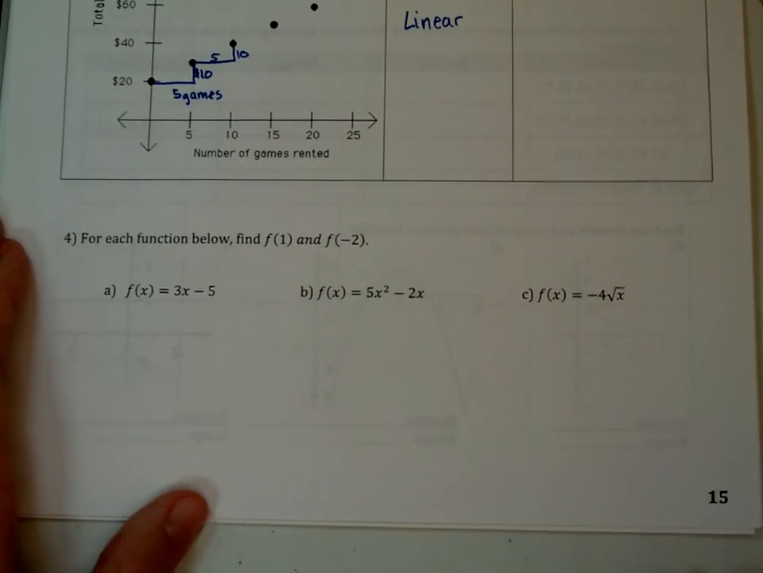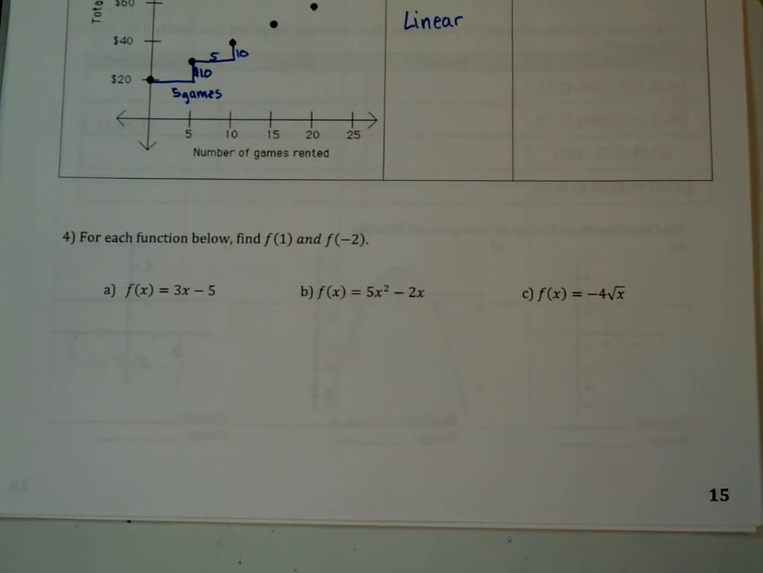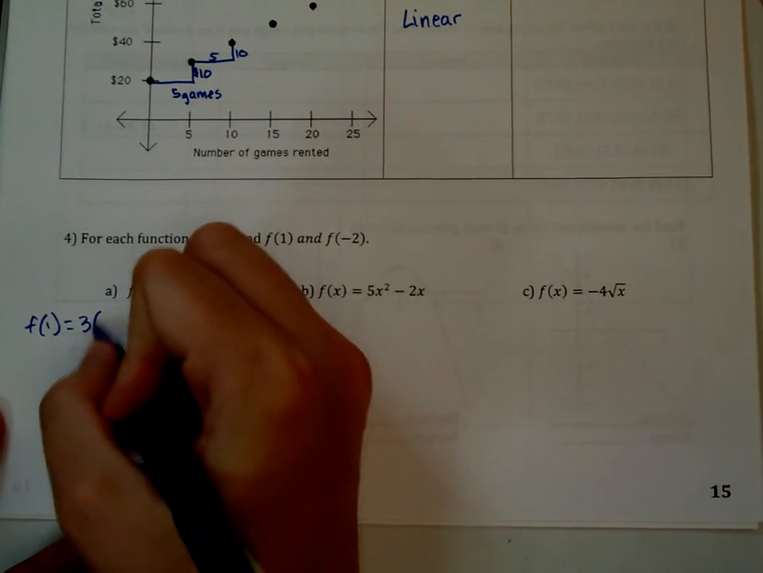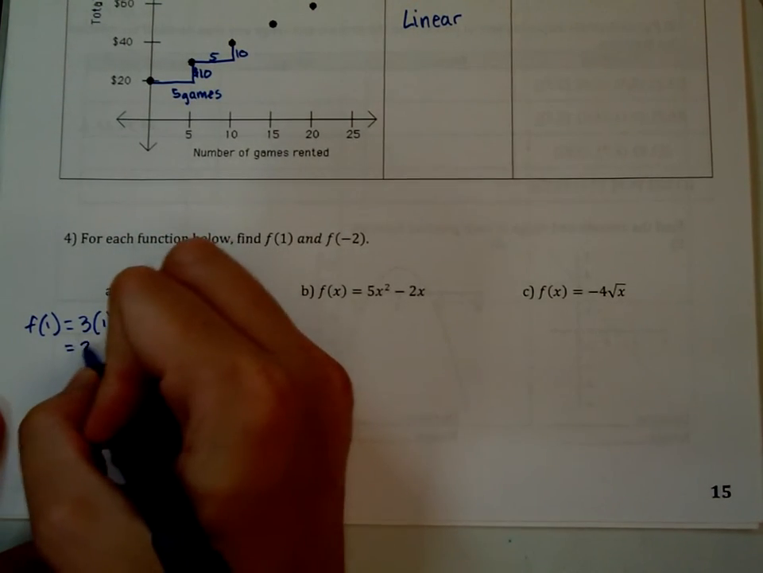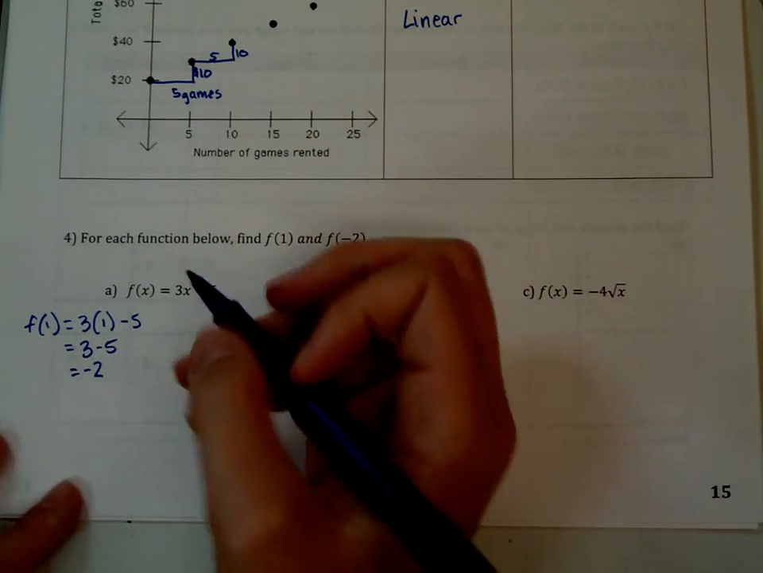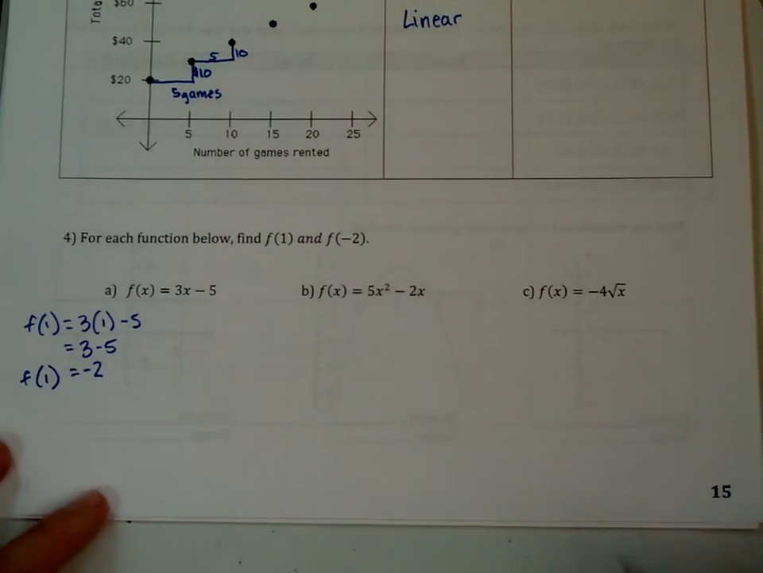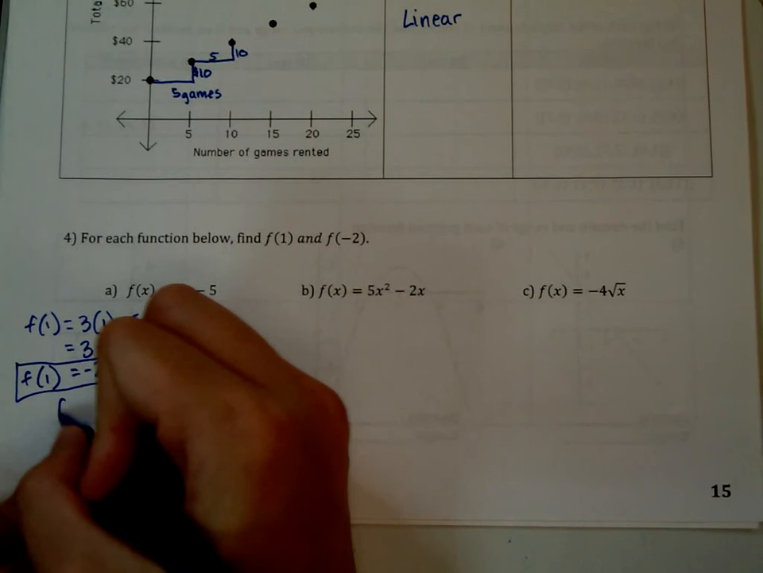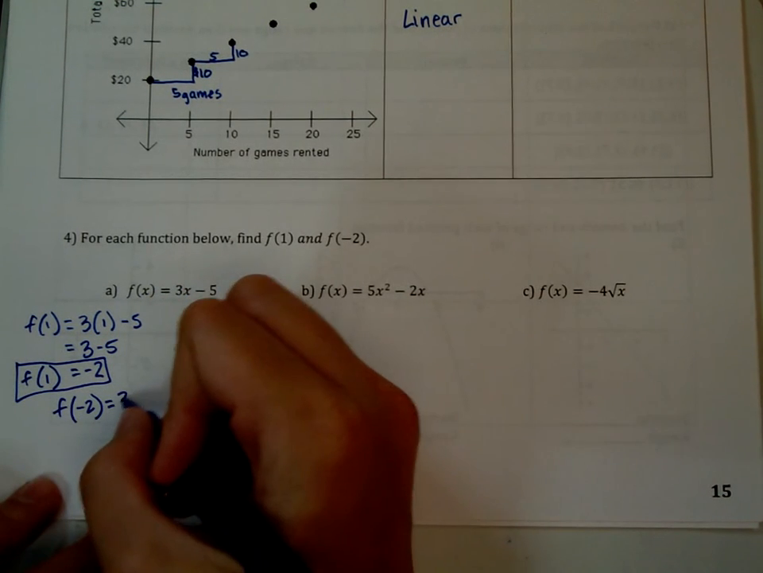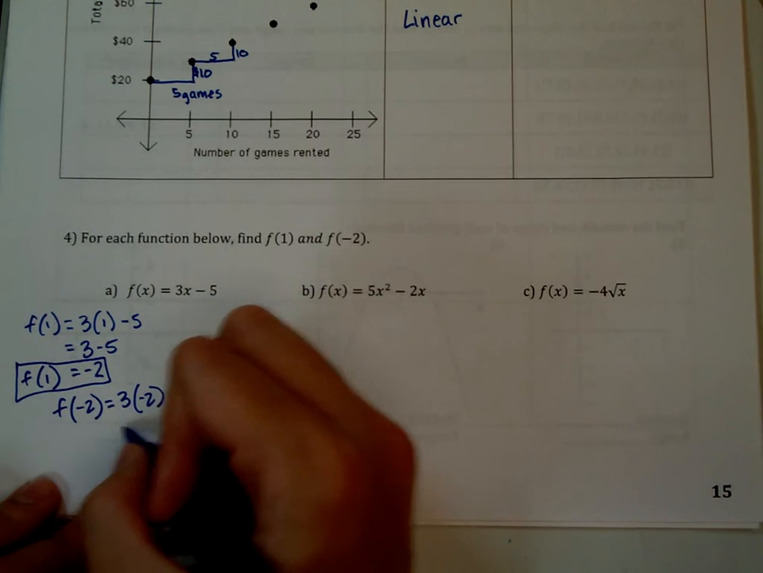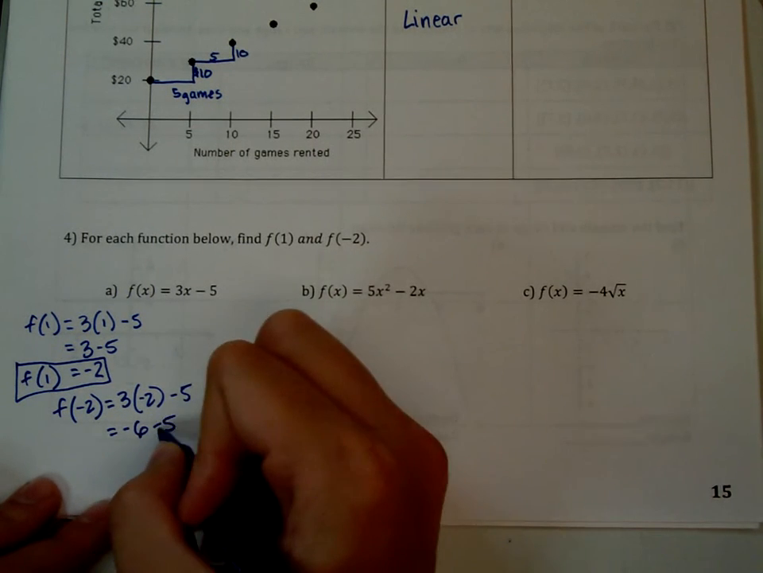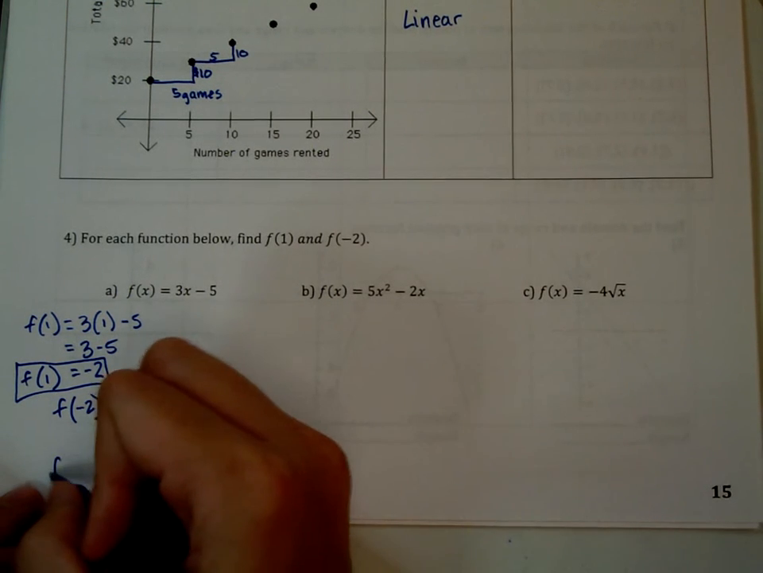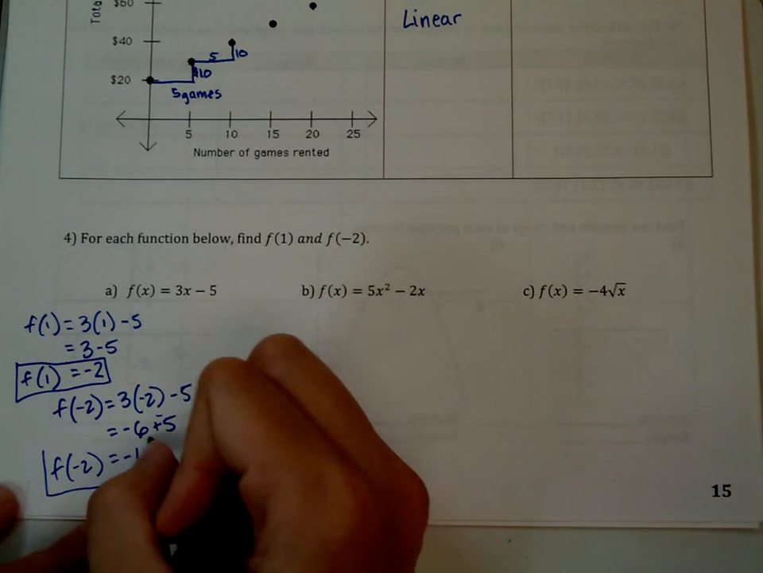For each function below, find f of 1 and f of -2. So for this one, f of 1 equals 3 times 1 minus 5, which is 3 minus 5, which is -2. So f of 1 equals -2. For the second one, f of -2 equals 3 times -2 minus 5, which would be -6 minus 5. So that's the same thing as plus -5, which is -11. So f of -2 is -11.